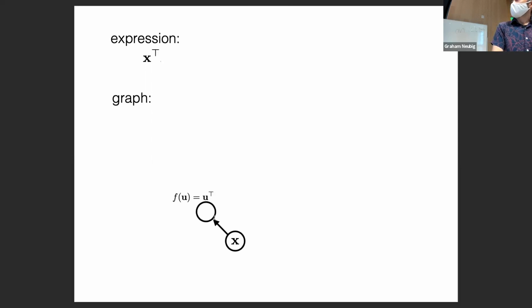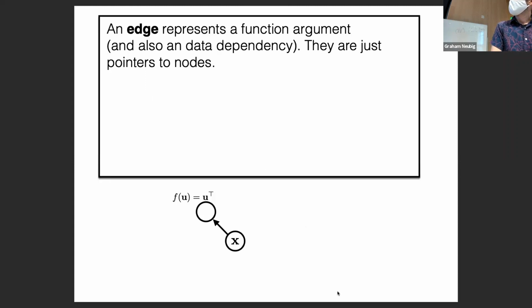Then we can also have nodes that correspond to the result of mathematical operations on other nodes. In this particular case, we have a node describing the transpose. Because the input is a vector x, we have the transpose vector. So now our expression looks like this. An edge in the graph represents a function argument and also a dependency. They are basically pointers to nodes. So the edge is pointing to this node here.